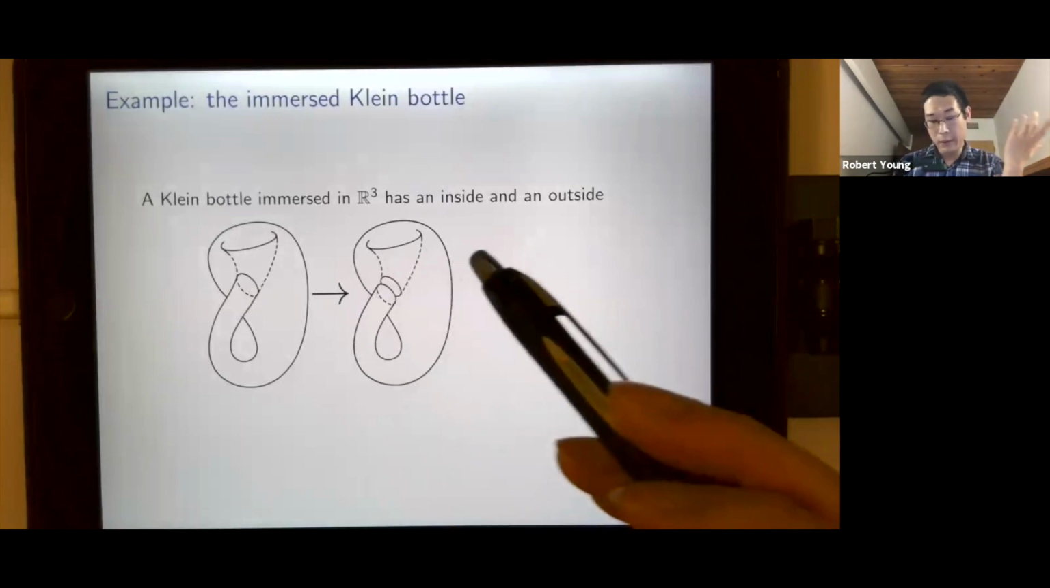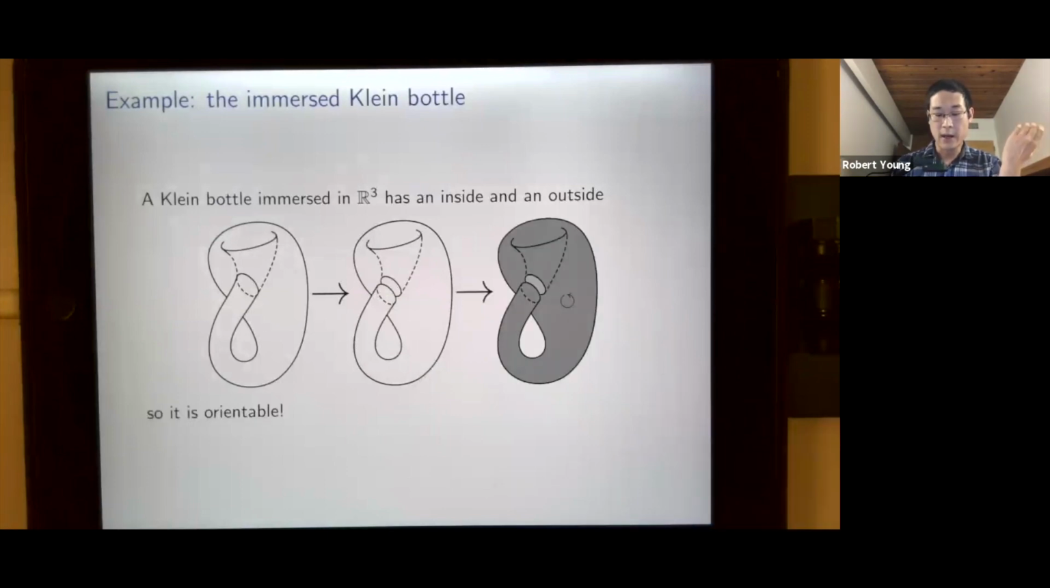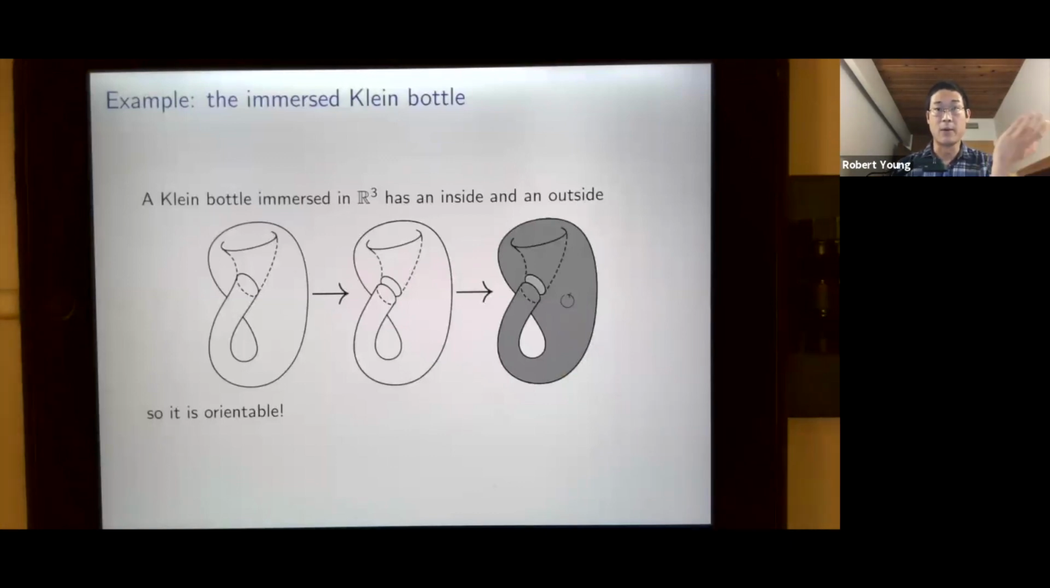That is topologically just a solid torus. A solid torus is orientable. The boundary of the solid torus inherits that orientation, looks like this. And so this gives you an orientation of the immersed Klein bottle.